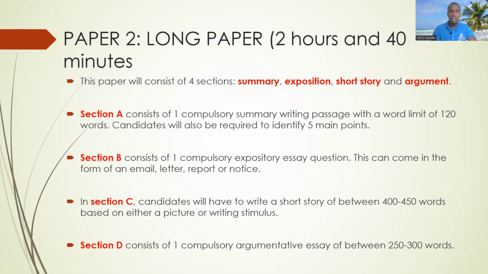So you have to choose between those two, right? And Section D consists of one compulsory argumentative essay of between 250 to 300 words. Before, you used to have the option, you used to have a choice, but now you have to do whatever is given, right?